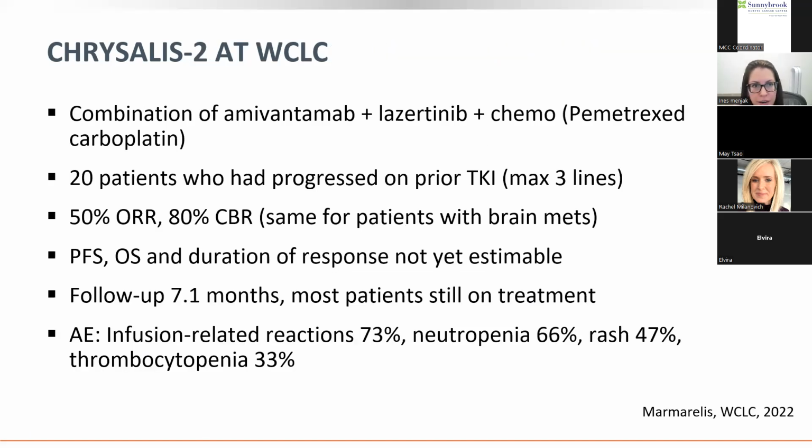Chrysalis 2, another cohort, had a small number of patients, 20 patients. They received the combination of amivantamab and lazertinib, but also with chemo. These were patients who progressed on TKIs only, so they had not received any chemo. Just to highlight, their overall response rate was 50%, clinical benefit rate 80%, and it was the same for patients who had brain mets. So I think good news for patients with brain mets from these early results.